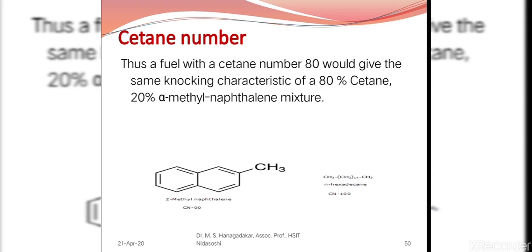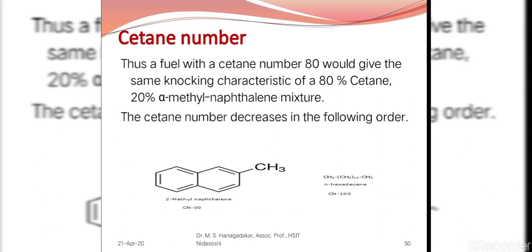Thus the fuel with cetane number 80 means what? Which has the same knocking character as that of 80% of cetane and 20% of alpha methyl naphthalene.